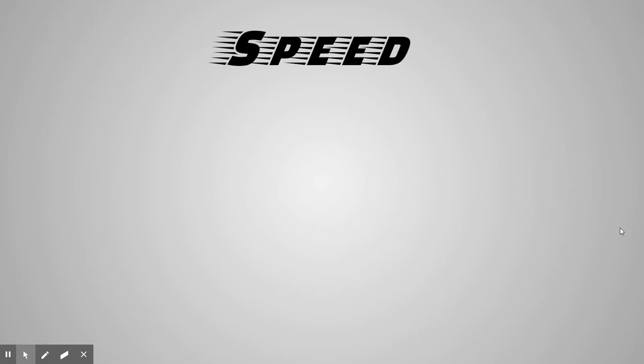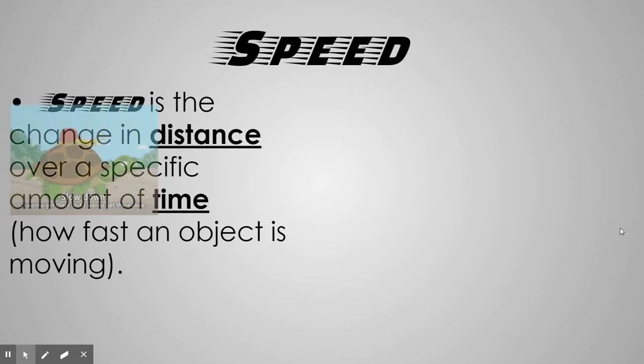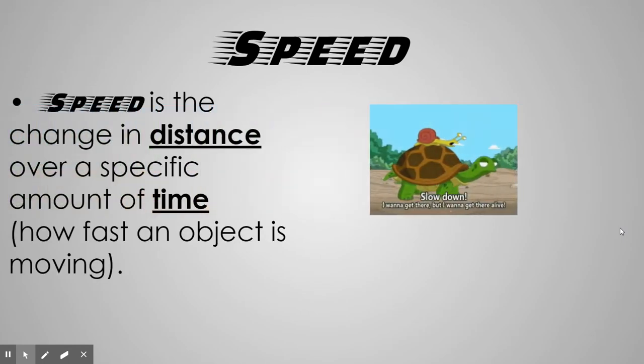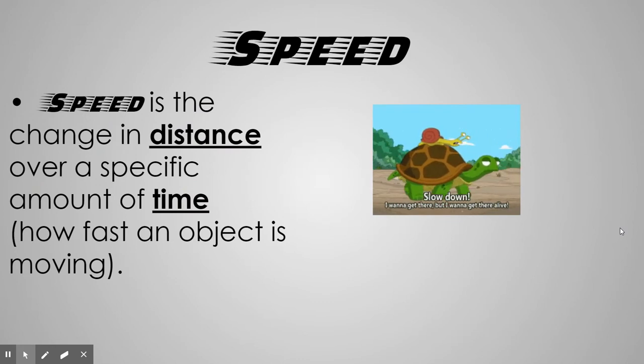All right, we're going to start with speed. Okay, the definition for speed. Speed is the change in distance over a specific amount of time, like how fast an object is moving. So go ahead and write that definition down on your paper. The change in distance over a specific amount of time. So if your speed is fast, you'll have a large change in distance. You'll move really far in a short amount of time. But if you're slow, you may have a short distance covered in a long amount of time.